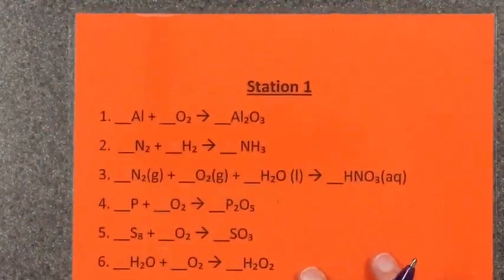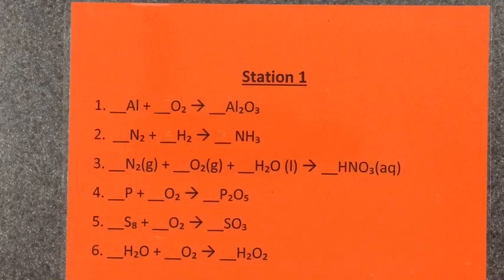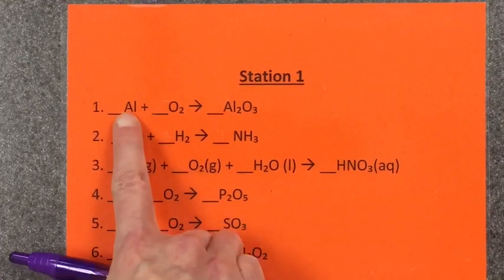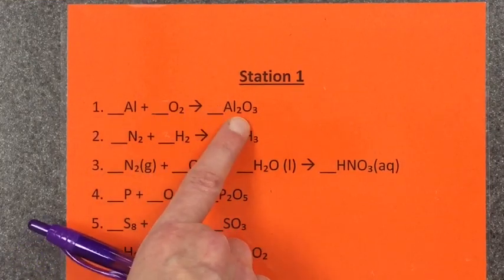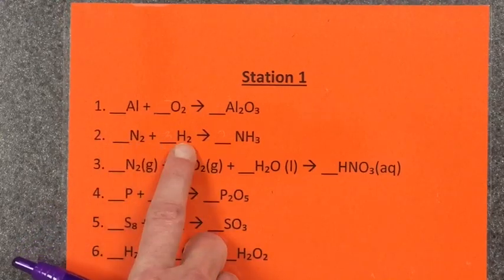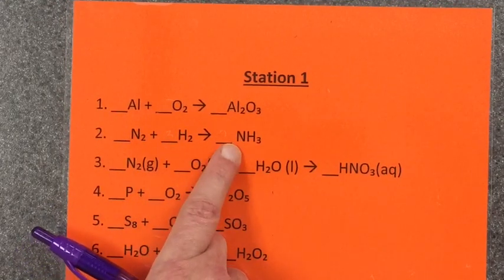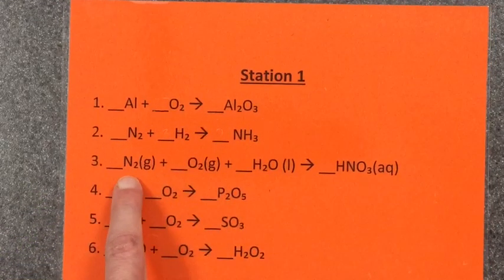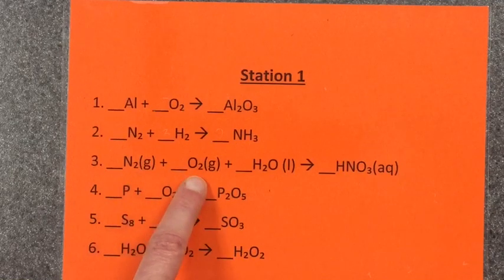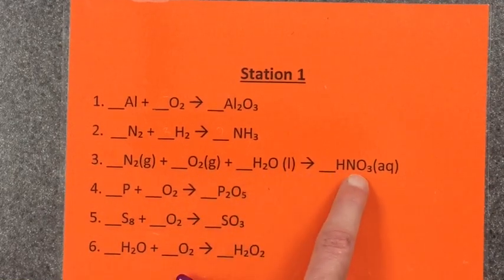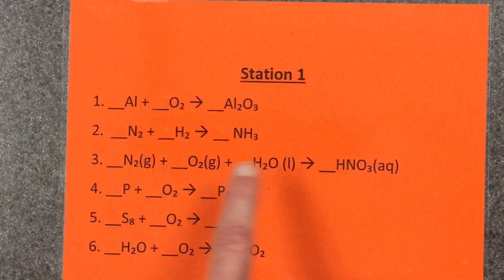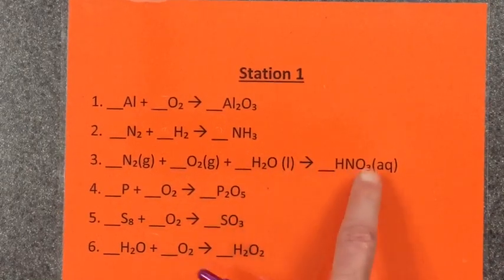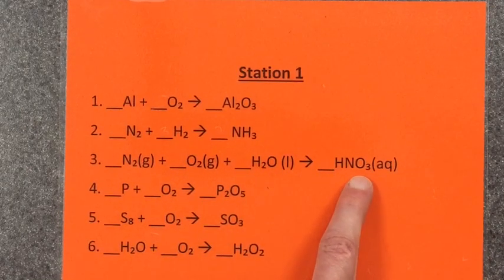So if we look at station 1, these were the equations from station 1. And so if we look at it, in each one of these, I see Al plus O2, we end up with a single product. I take two elements, I put them together, I get a single product. Here we put together three things. We put nitrogen, oxygen, and water together, and we ended up with nitric acid at the end. But we were taking a bunch of things and putting them together to make one product.